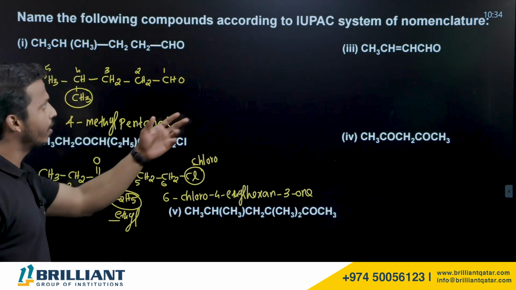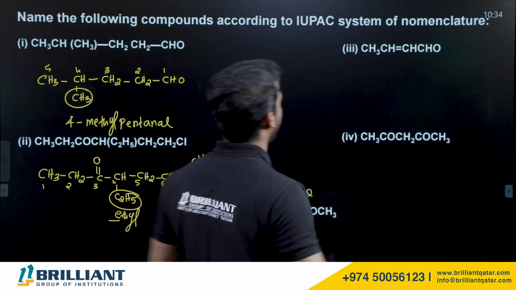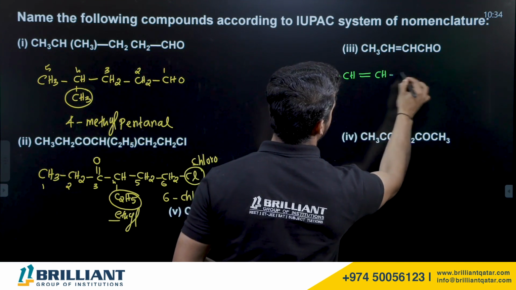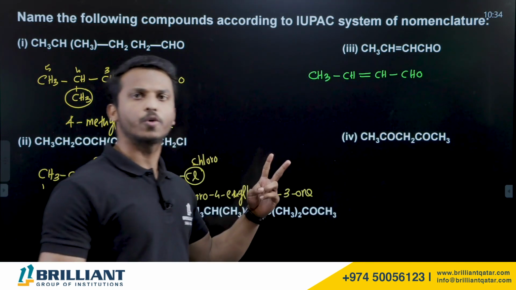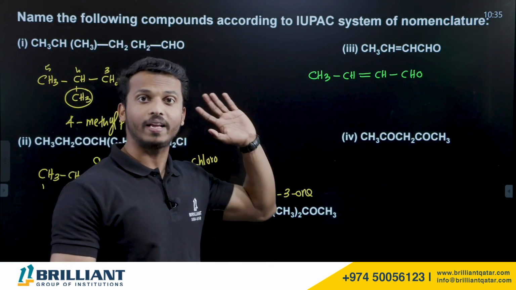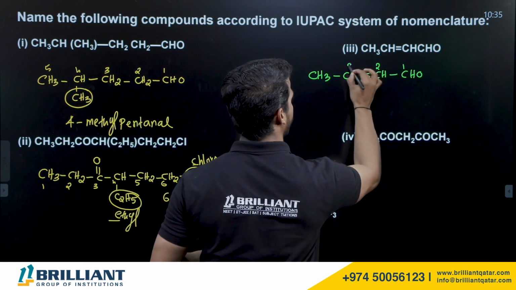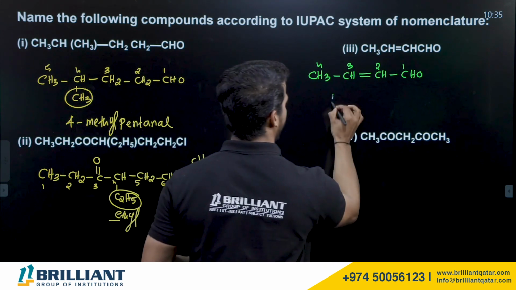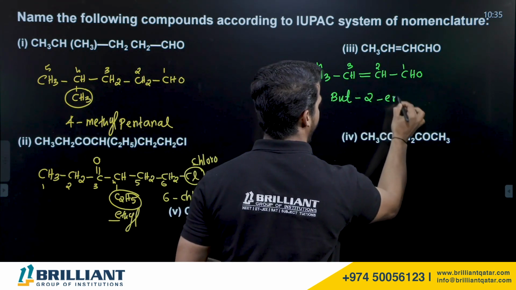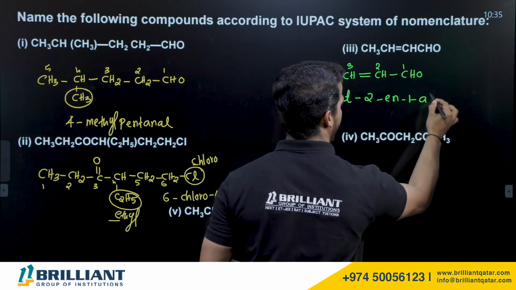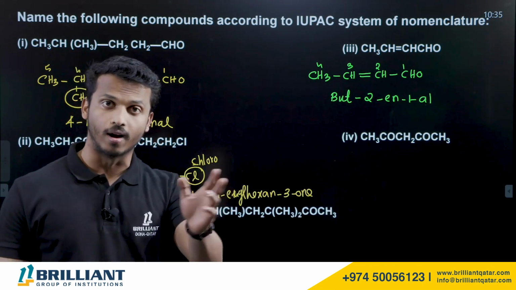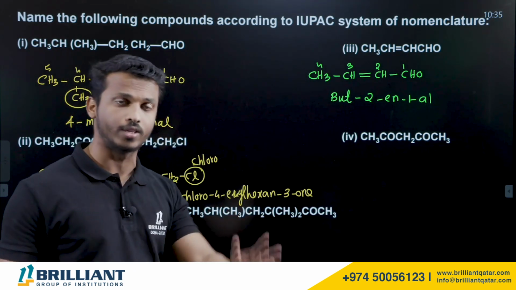Alright. Question number 3. Here we have the compound. Let me write CH3, CH, double bond, CH, single bond, CHO. Here two functional groups are there. One is the aldehyde, one is the alkene. Which is the major functional group? Aldehyde is the major group. So number 1, 2, 3, 4. Total there are 4 carbon atoms, therefore we write but. At the second position there is an alkene, therefore 2-ene, and at the first position there is an aldehyde, 1-al. But-2-ene-1-al, or you can say but-2-enal. For 1 there is no need to mention it. But-2-enal, that's also fine.